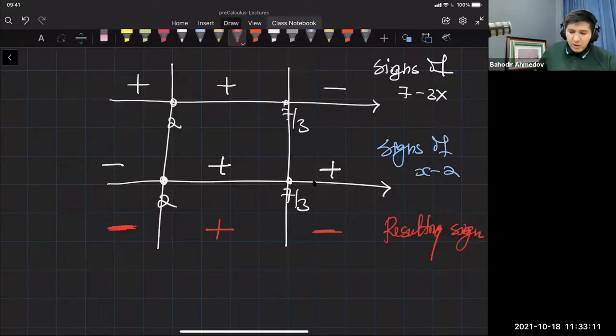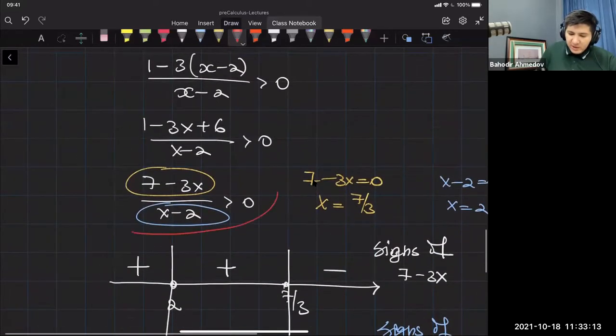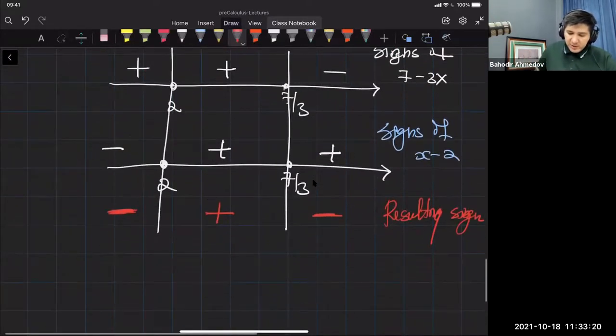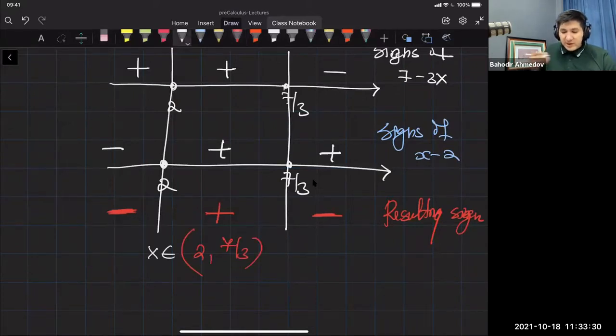Okay. So do you remember we needed to find the solutions when this ratio is positive, right? So here is this interval, so between 2 and 7 over 3. Okay. So all of the values for the x from 2 to 7 over 3 are going to give you a positive value for this ratio. So you can check this.